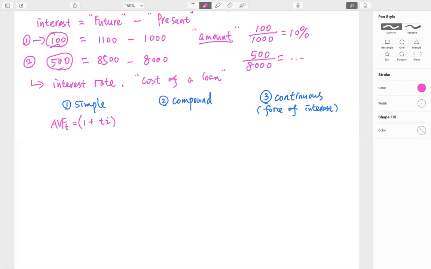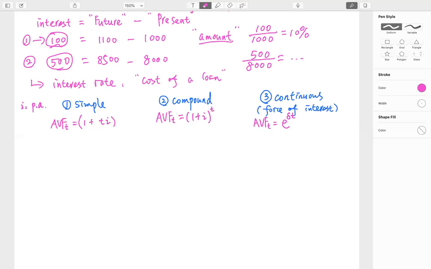If you have simple interest with I being the annual percentage, so when we quote interest, the rate is always per annum in chapter 1. What is the AVF in compound interest? We take 1 plus I to the t, right? So we raise the power to t. In the continuous interest rate it is exponential of delta t. So in convention, we use delta instead of I in the force of interest.